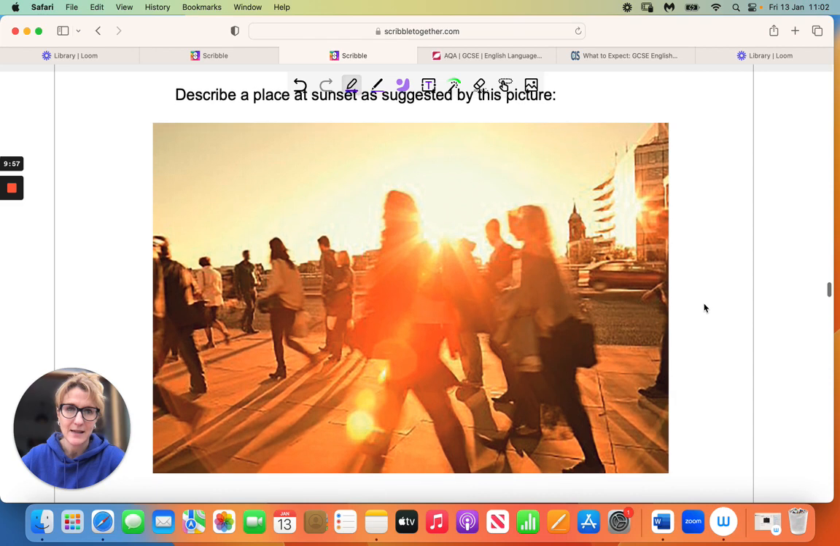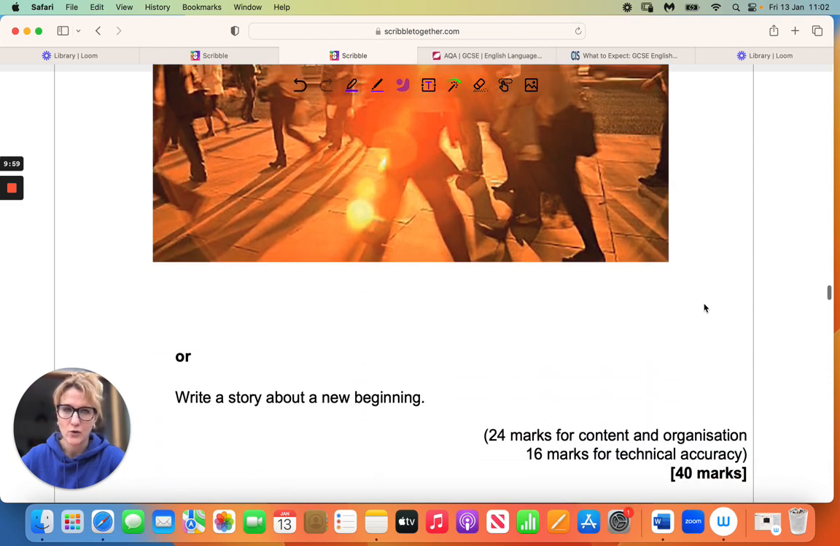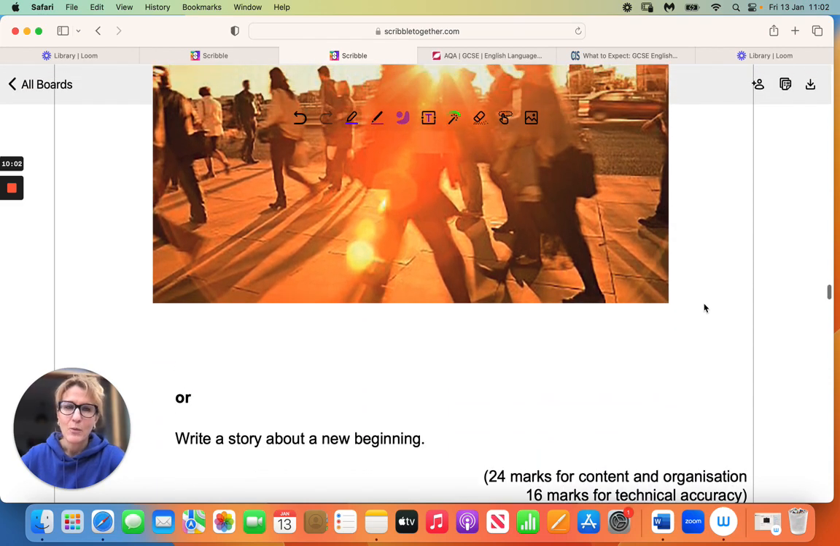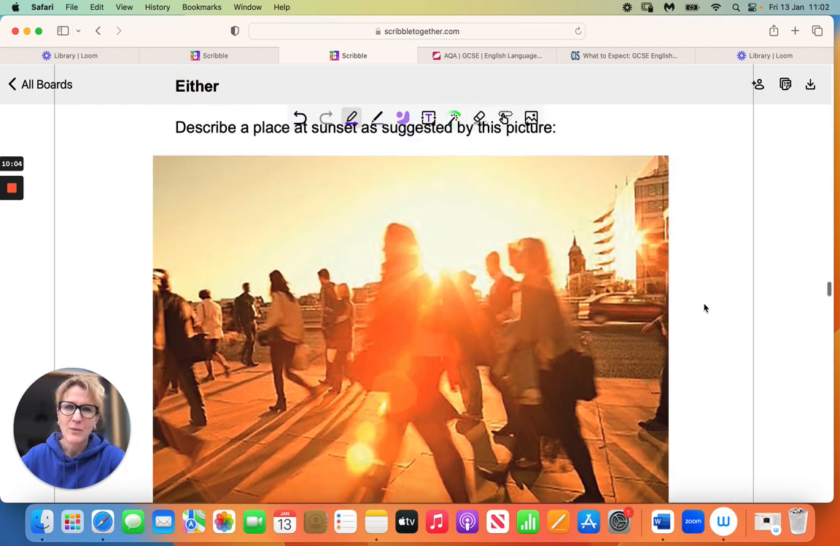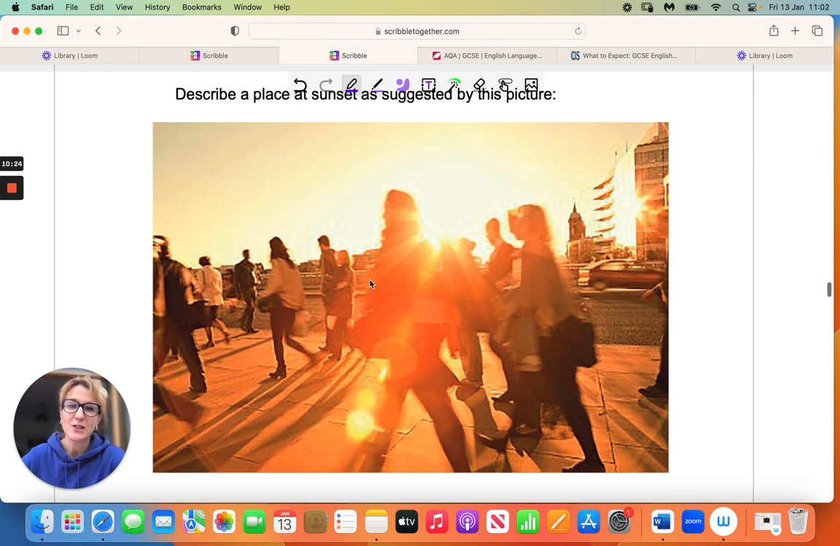Either describe a place at sunset or write a story. The important thing, and what students oftentimes get wrong, and what I'm frustrated about, even if you're just describing, you need to have some sort of conflict. Because if there's no conflict, then there's not going to be any shift, and there's not going to be any change. And if there's no change, it's not going to be interesting, and you're not going to be able to access the top marks. So even if you're doing something that's descriptive, you need to find a problem or a conflict that you can escalate and solve. There has to be a shift.